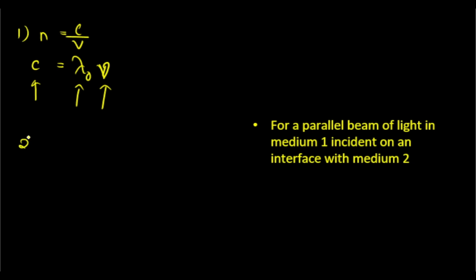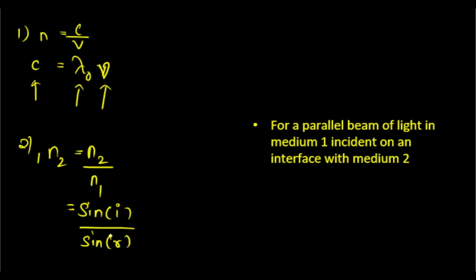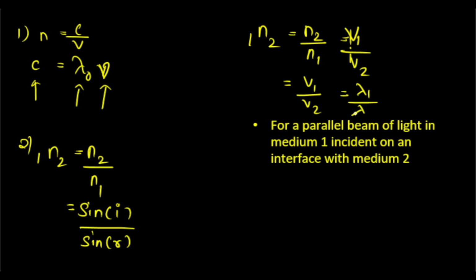Second is n12, which is n2 by n1. So it will be sine i divided by sine r. n12 is n2 by n1, which is equal to mu2 by mu1, which is equal to v1 by v2, which is equivalent to lambda 1 by lambda 2. For a parallel beam of light in medium 1 incident on an interface with medium 2, it is cos i by cos r. This is the formula.